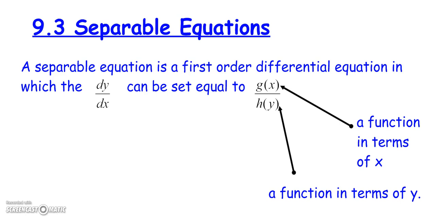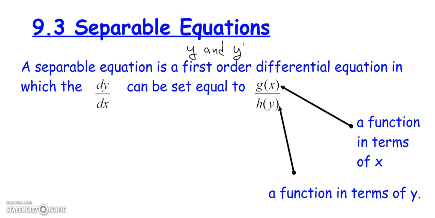Anyway, so separable equations. A separable equation is a first order differential equation. Now, when I say first order, do you know what that means? Differential equations have derivatives, right? If it's a first order differential equation, it only has one derivative. It doesn't have a second derivative. It only has y and y prime in it. Can't have y double prime. That's what first order means, in which dy dx, the derivative of y with respect to x, can be set equal to a function involving x over a function involving y.